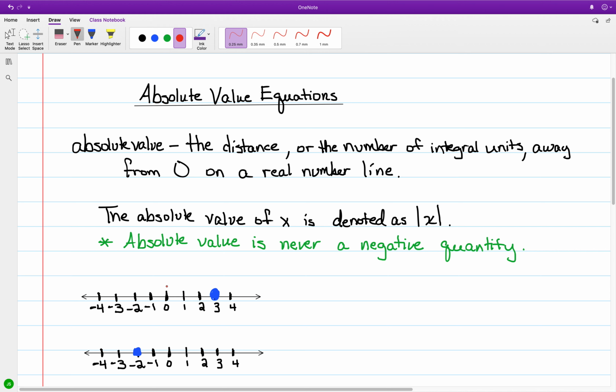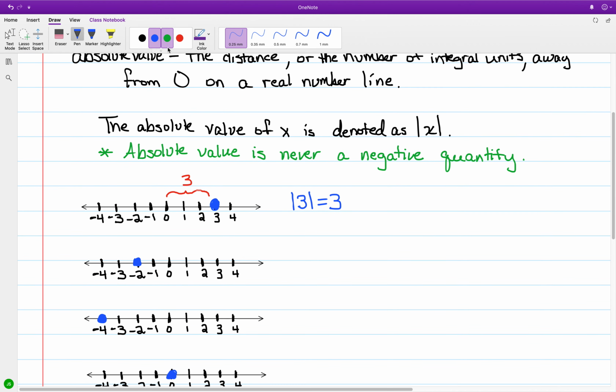Just some samples of looking at absolute value. Say we have the number 3, and the number of integral steps away from 0 is 3 spaces. So the absolute value of 3 is equal to 3 itself. For the absolute value of negative 2, the number of units that negative 2 is away from 0 is 2. So the absolute value of negative 2 is not negative 2, but positive 2. Again, absolute value is never a negative quantity.